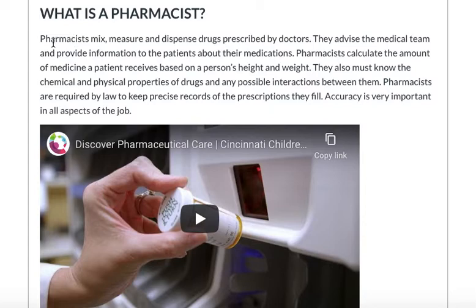What is a pharmacist? Pharmacists mix, measure, and dispense drugs prescribed by doctors. They advise the medical team and provide information to the patients about their medications. Pharmacists calculate the amount of medicine a patient receives based on a person's height and weight. They also must know the chemical and physical properties of drugs and any possible interactions between them. Pharmacists are required by law to keep precise records of the prescriptions they fill. Accuracy is very important in all aspects of the job.